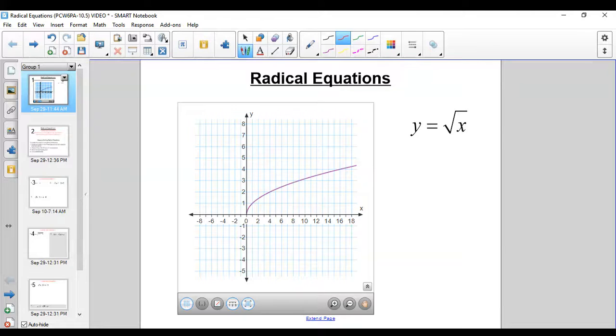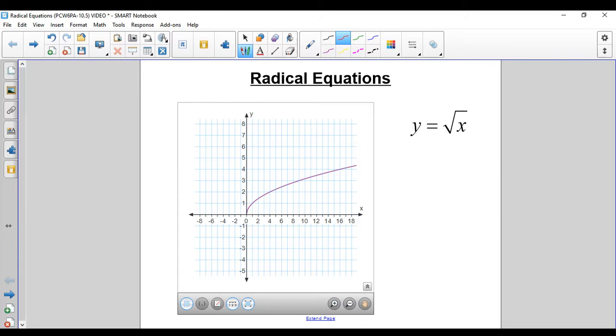I just threw a graph up here quick of what the graph of square root of x looks like. Notice again, we've seen these functions in the past, but a radical function starts at a vertex and just kind of branches out from there. There is no bottom portion of this graph.